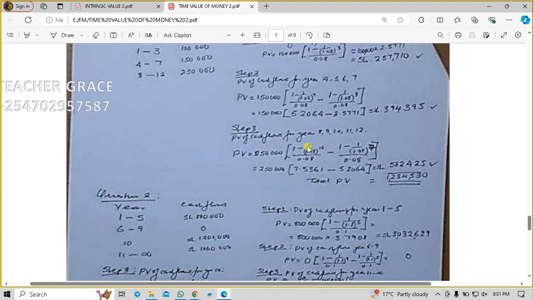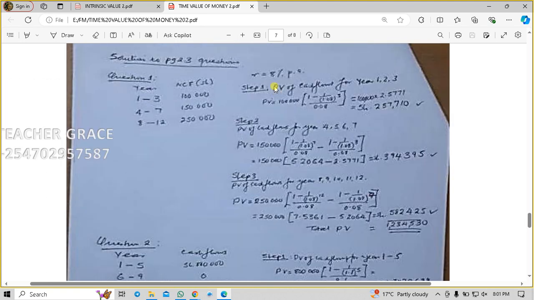250,000 into bracket 1 minus 1 over 1.08 to power 12 over 0.08. 0.08 stands for 8% because we have been told to use the rate of 8%. So you solve it here, the first bracket, second bracket, subtract the 2, multiply by 250,000, get 582,425.